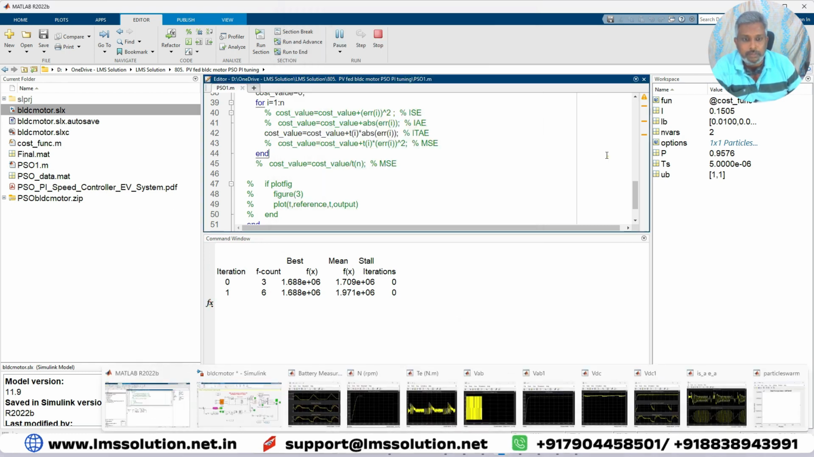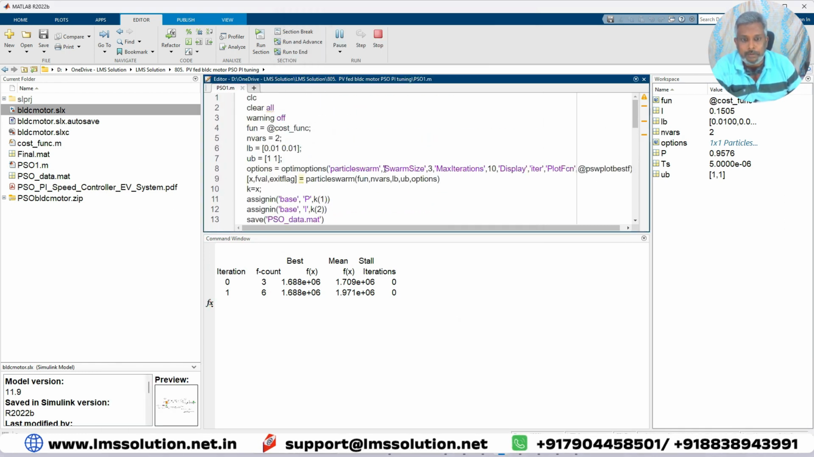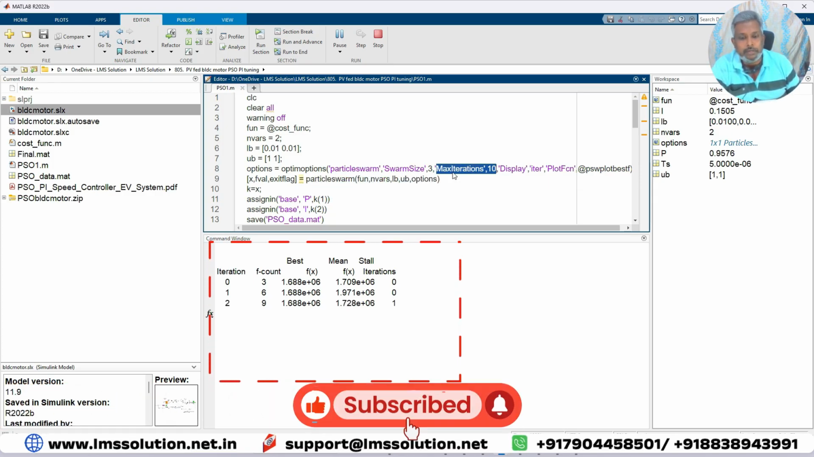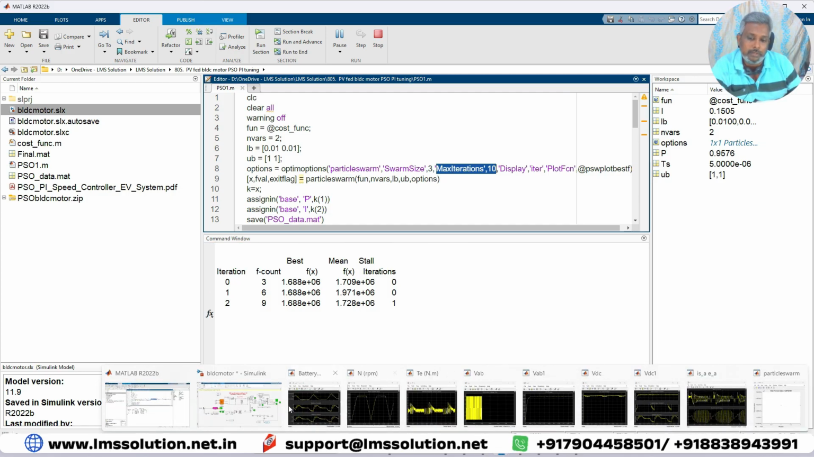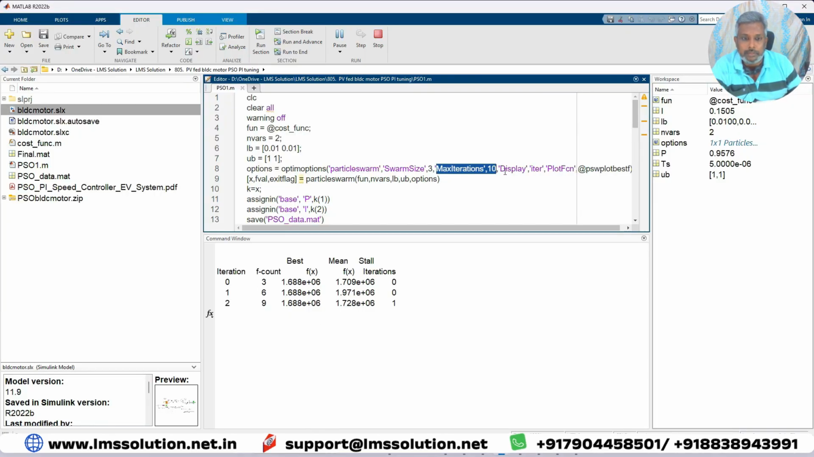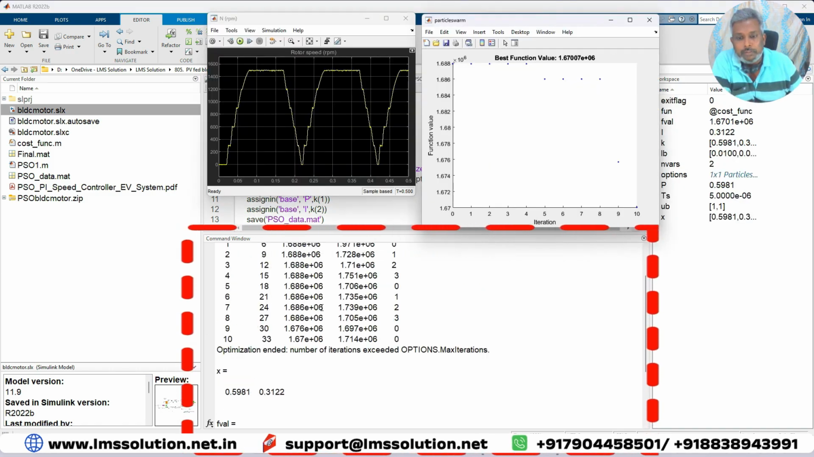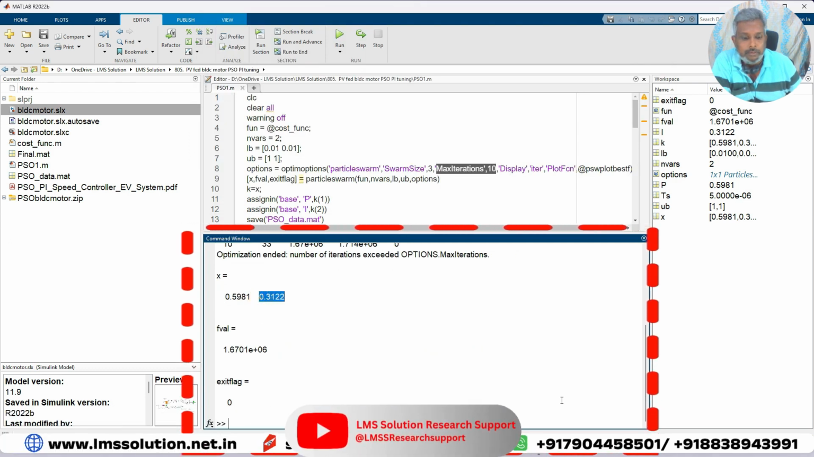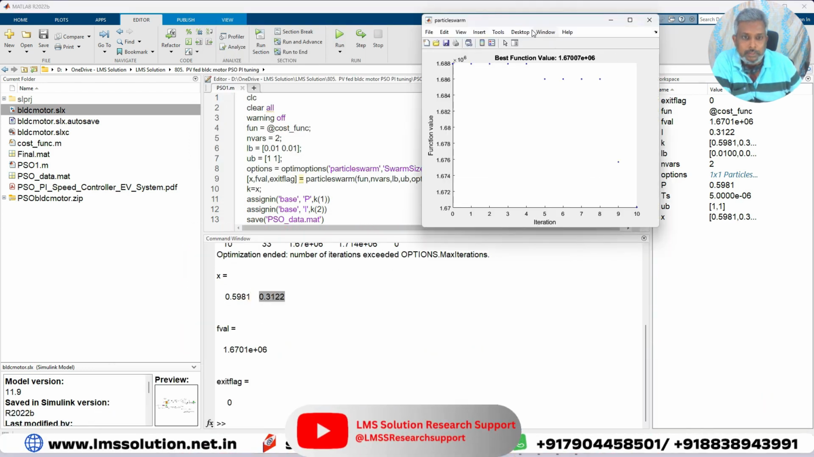Here we consider a swarm size of 3 and a maximum iteration of 10. Normally it will run around 30 plus, 33 times, so the system will be evaluated 33 times. After completing the 10th iteration, you will get the results in the command window. Wait for the end of the 10th iteration. Here you see the optimized values of Kp and Ki, and also the convergence graph.